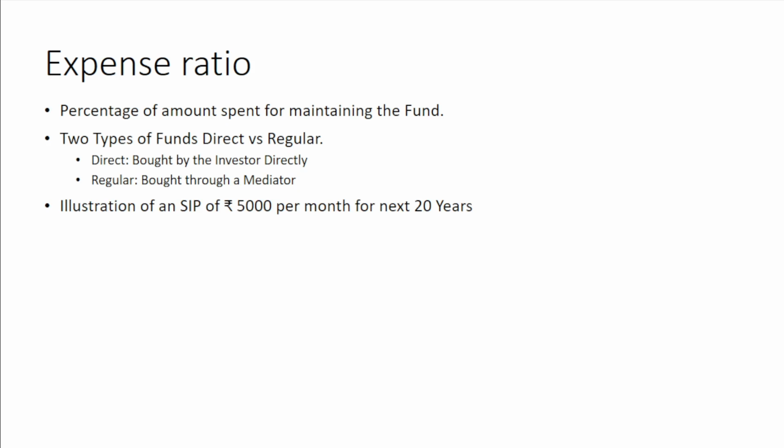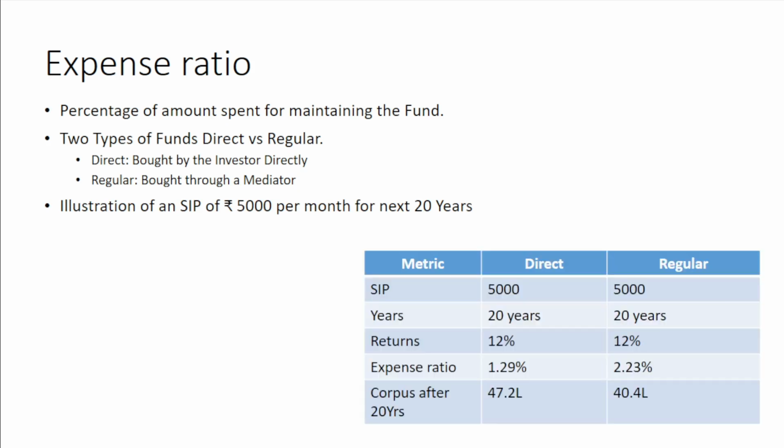So let's see an illustration of doing an SIP of 5,000 per month for the next 20 years, and how the direct and regular corpus will be created. Your SIP is 5,000 per month in both cases, your time period is 20 years, and you are generating an interest of 12%. If you see the expense ratio, for direct it is somewhat less, 1.29%, and for regular it is 2.23%. The difference amount will go to the mediator and AMC, depending upon their terms and policies.